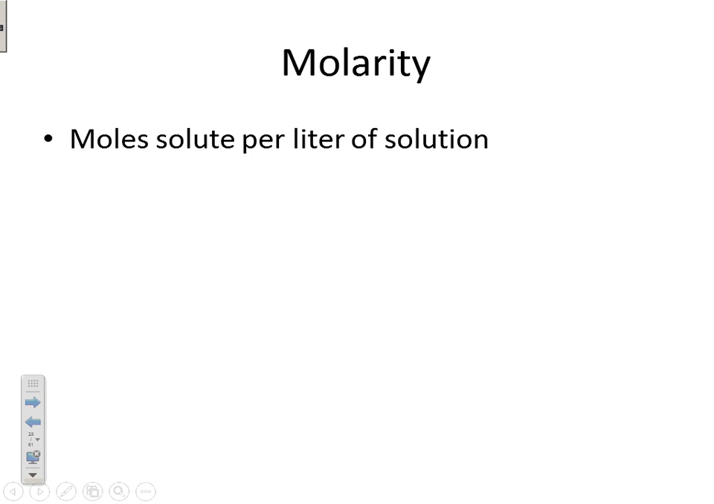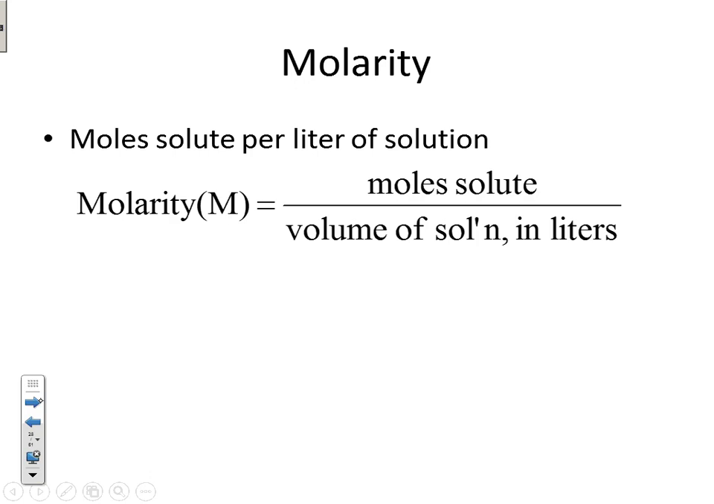Molarity is defined as moles of solute per liter of solution. So the formula looks like this: moles of solute on top, liters of solution on bottom. It's a formula, yes, but I consider this more of a definition. This is literally what molarity is. It's moles per liter. We abbreviate it as the capital M here.